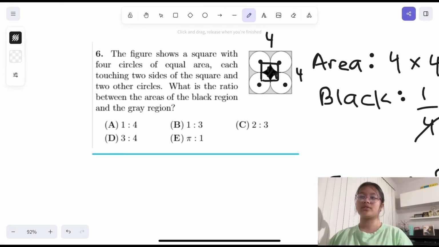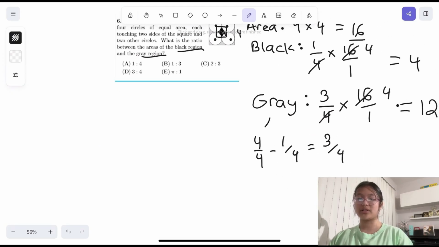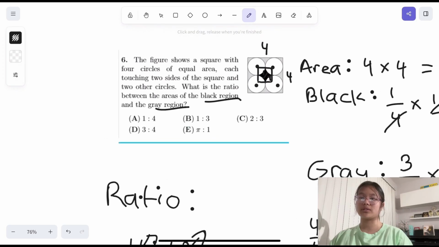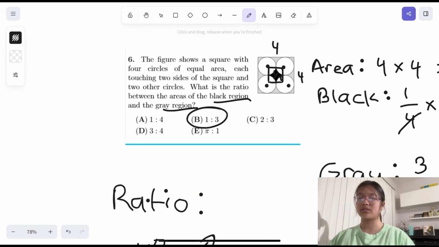And it's asking for the ratio between the areas of the black region to the gray region. So the black region, we'll write ratio. Okay, so the black region, it's 4. So we'll write that to 12 from the gray region. And since there's basically a common factor, we can divide both sides by 4, and it'll be 1/3. So our answer is B.